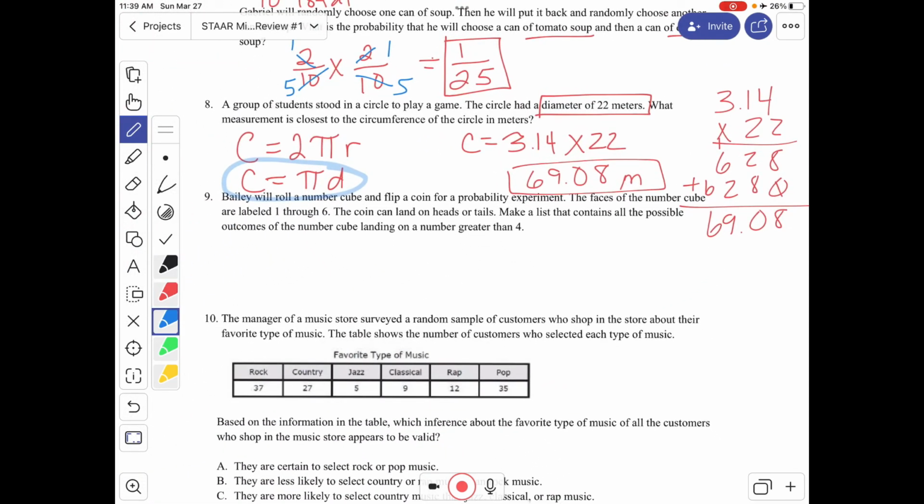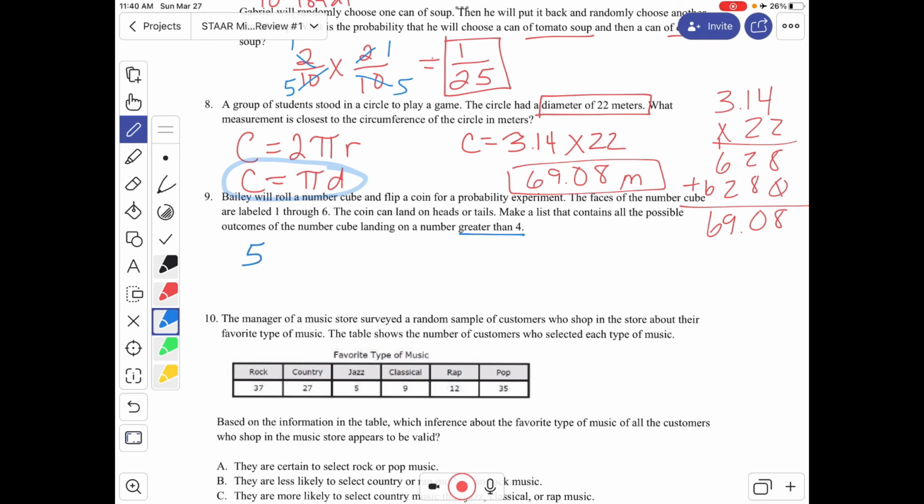Number 9. Bailey will roll a number cube and flip a coin for a probability experiment. The faces of the number cube are labeled 1 through 6. The coin can land on heads or tails. Make a list that contains all the possible outcomes of the number cube landing on a number greater than 4. Greater than 4. So what numbers on the number cube are greater than 4?